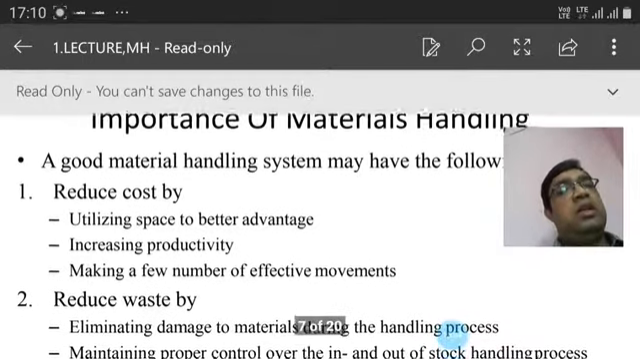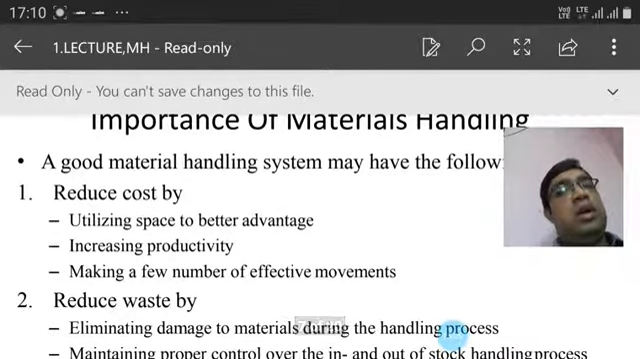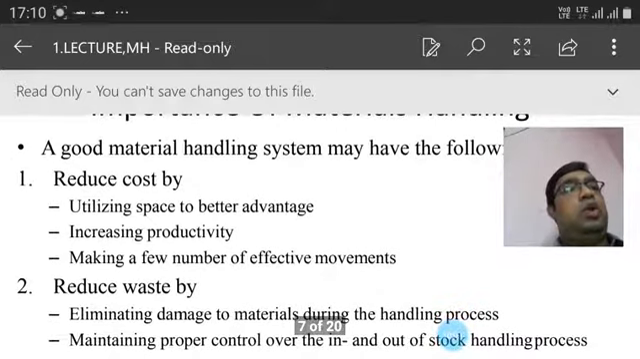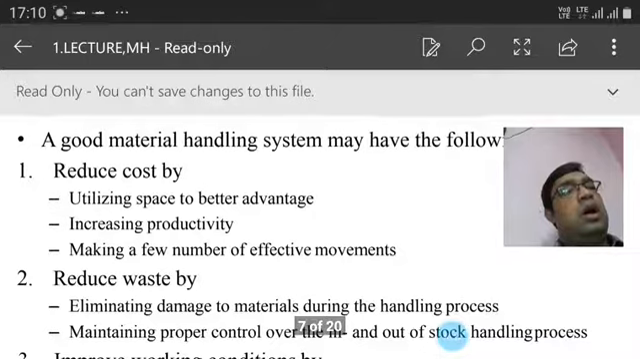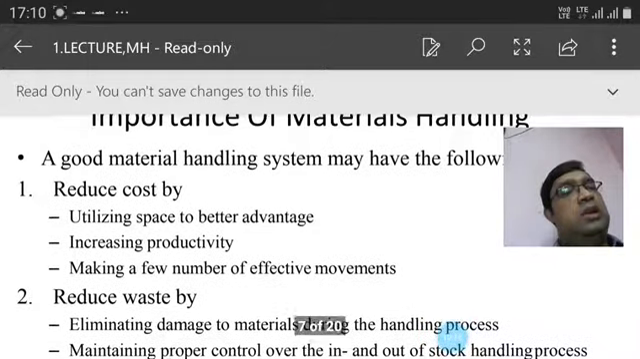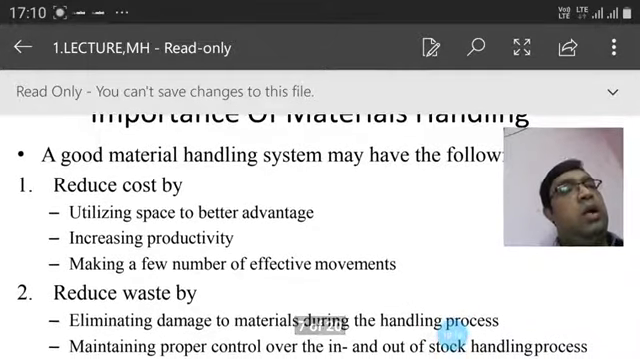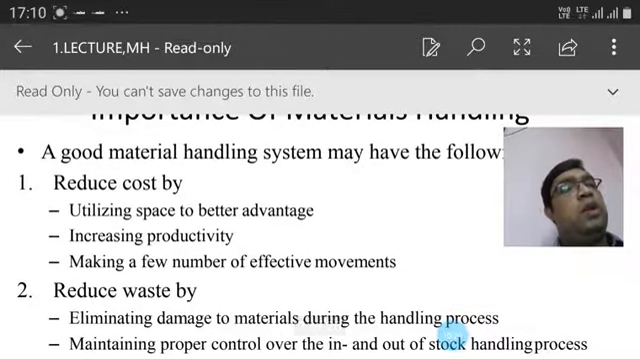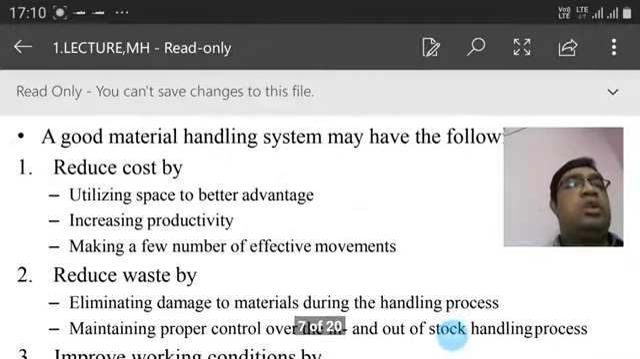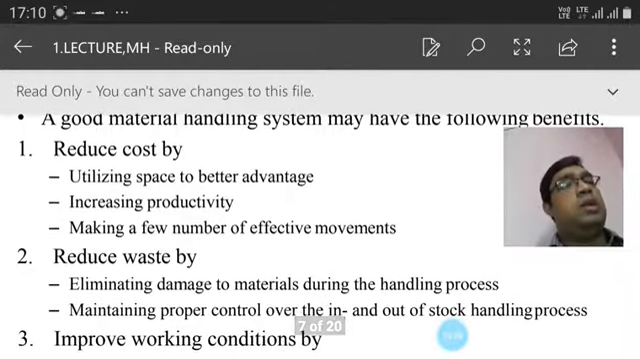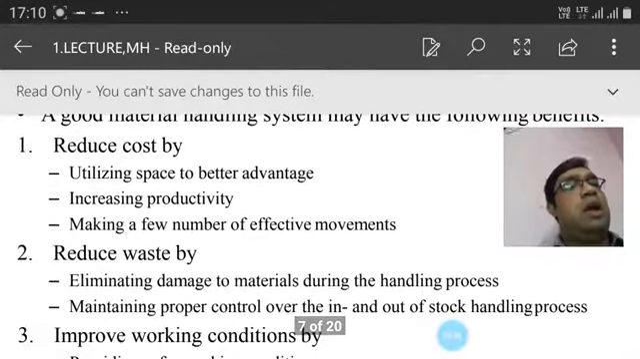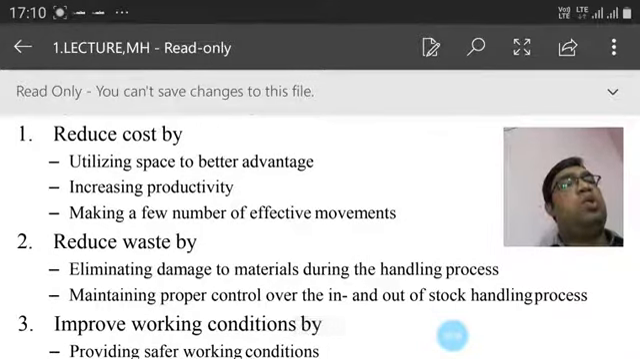For this reason, productivity increases, and then you can supply to your customer's satisfaction with no waiting for the required items, and your industry's benefit comes. Another benefit is making a few numbers of effective movements. Basically we can see that in different places a material can be handled more than one time, and this movement is found.